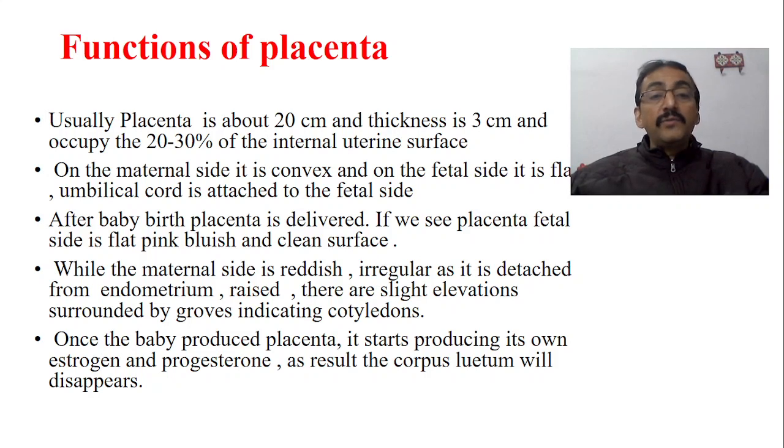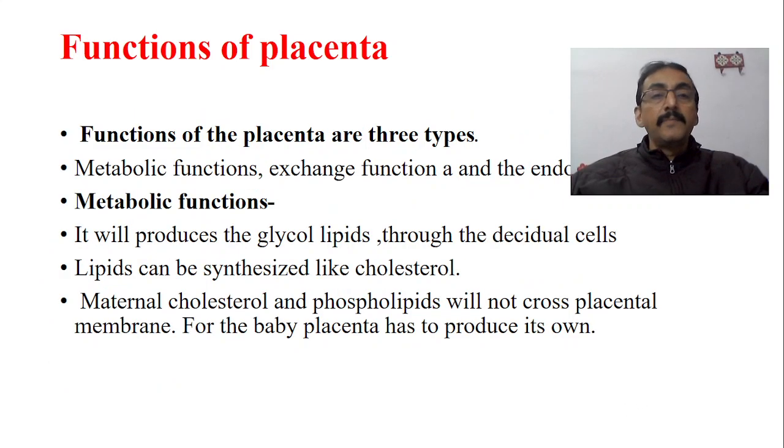Once the baby is formed, the placenta starts producing its own estrogen and progesterone. Now there is no use for the corpus luteum. As a result, the corpus luteum will disappear because it has done its work. Now the placenta will take over.